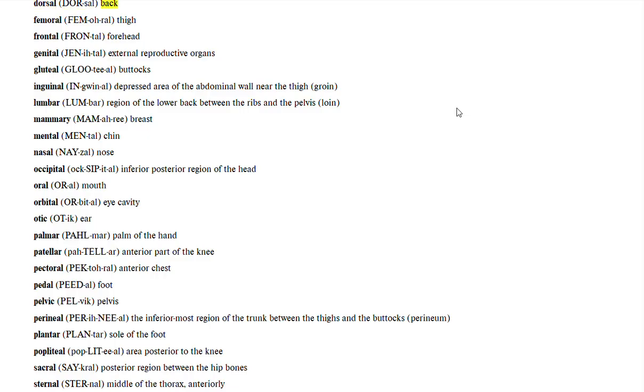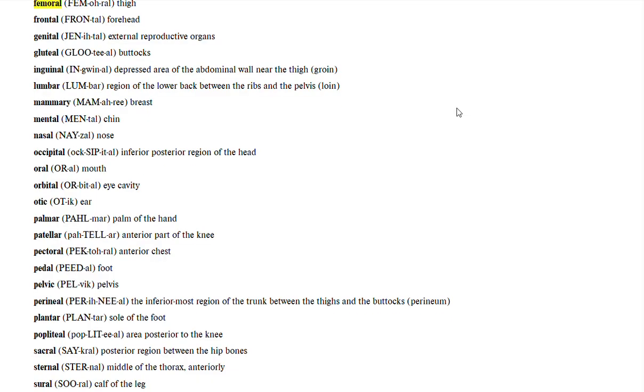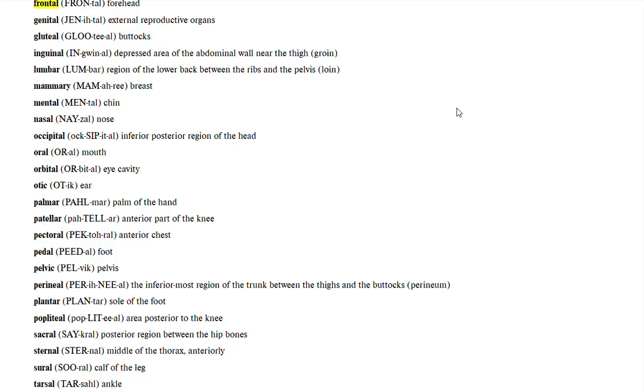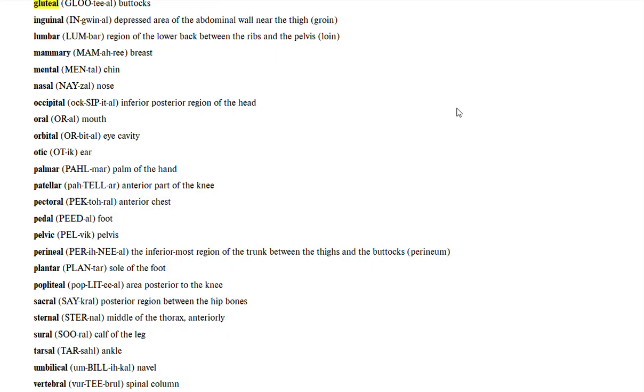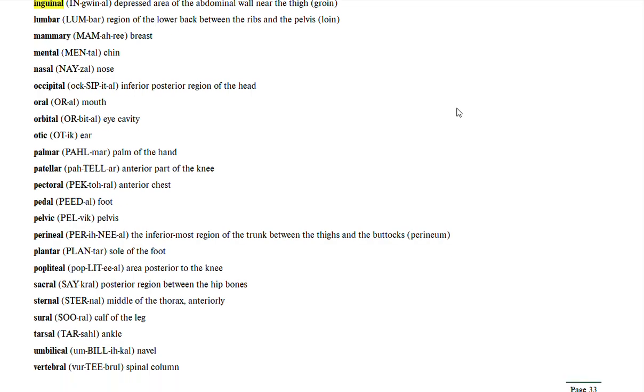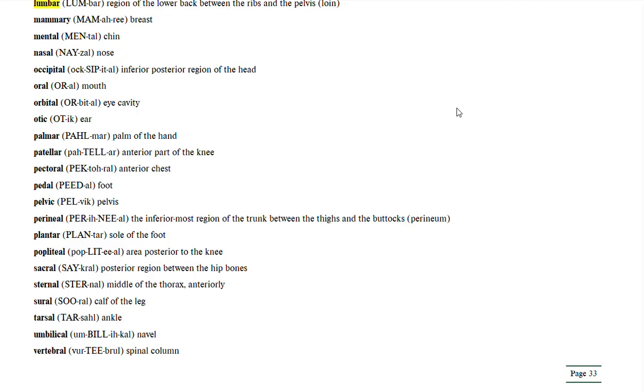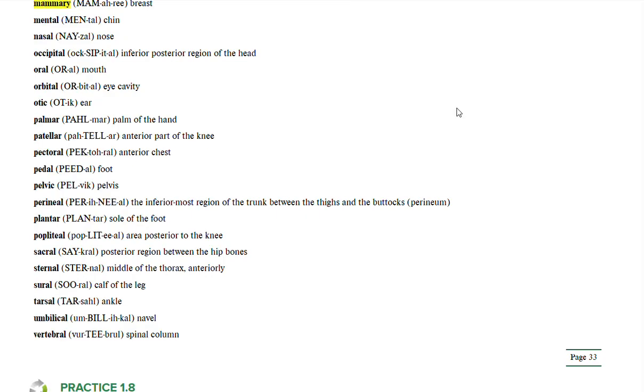Dorsal, back. Femoral, thigh. Frontal, forehead. Genital, external reproductive organs. Gluteal, buttocks. Inguinal, depressed area of the abdominal wall near the thigh, groin. Lumbar, region of the lower back between the ribs and the pelvis, loin.